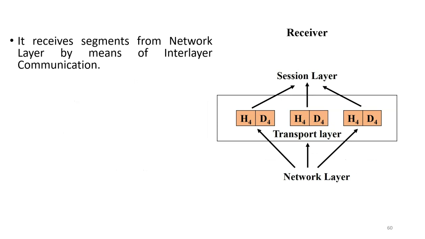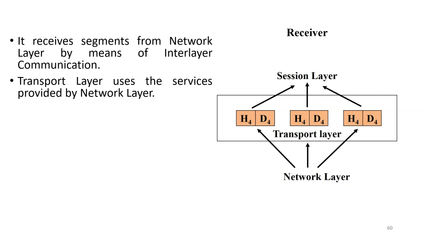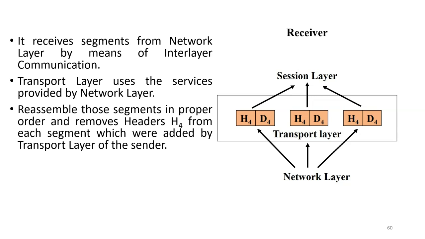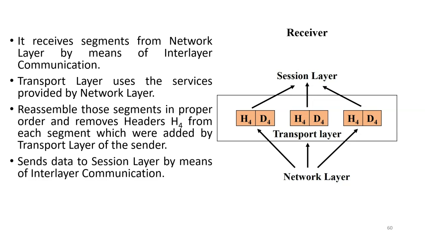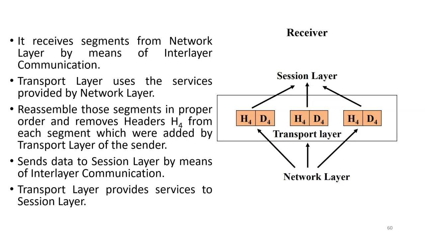At receiver side, transport layer receives segment from the network layer by means of interlayer communication. Means in this case, transport layer, which is upper layer, uses the services provided by network layer, which is lower layer. And after receiving segments from the network layer, transport layer reassembles those segments in proper order and removes headers H4 from each segment which were added by the transport layer of the sender, and sends data to session layer, that is upper layer, by means of interlayer communication. Means in this case, transport layer provides services to the session layer, that is upper layer.